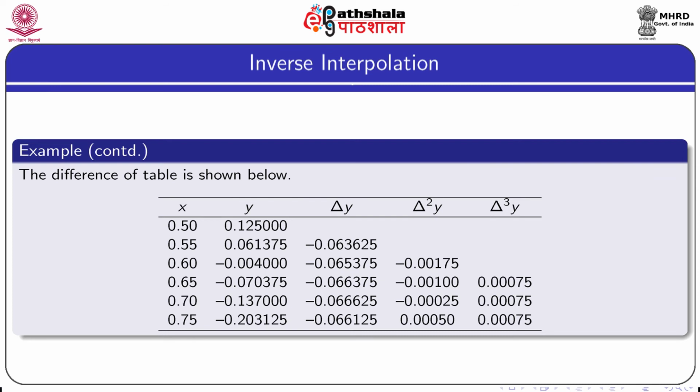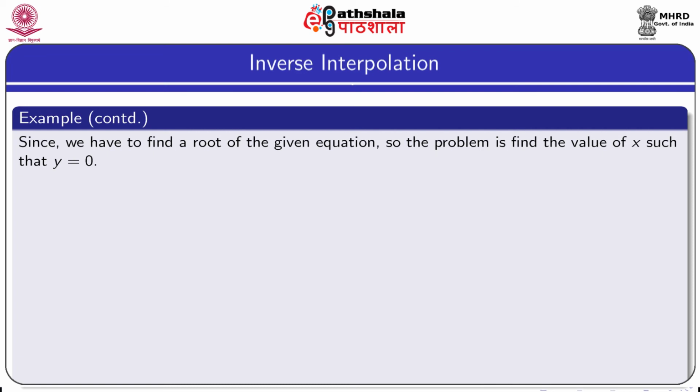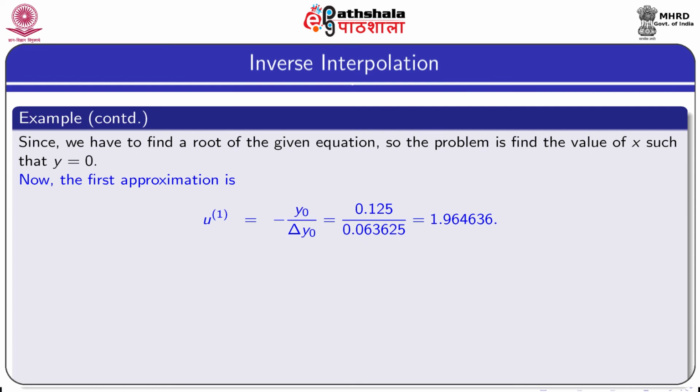So, for this table of values we constructed a forward difference table, or we can say this is a backward difference table. The first column of this table contains the values of x, the second column contains the values of y, and the third, fourth and fifth columns contain the values of the first difference, second difference and third difference. Since our problem is to find the root of the given equation, for this problem the value of y is 0 and we have to calculate the value of x. The first approximate value of u, that means u1, is equal to minus y0 by delta y0.